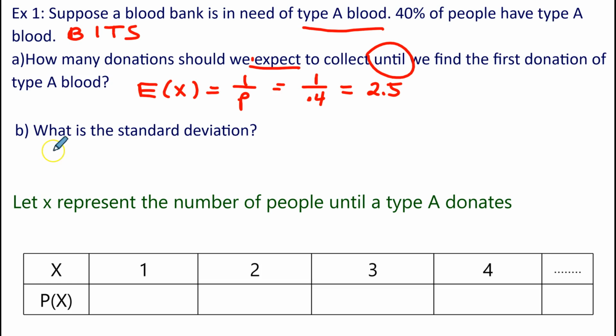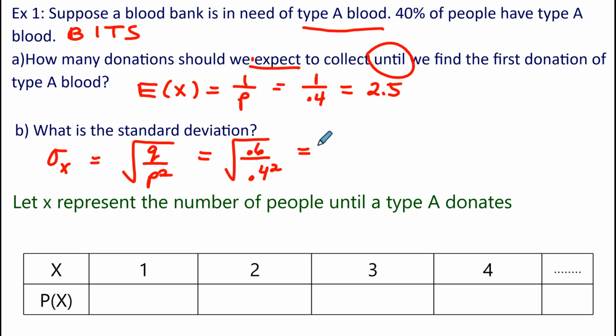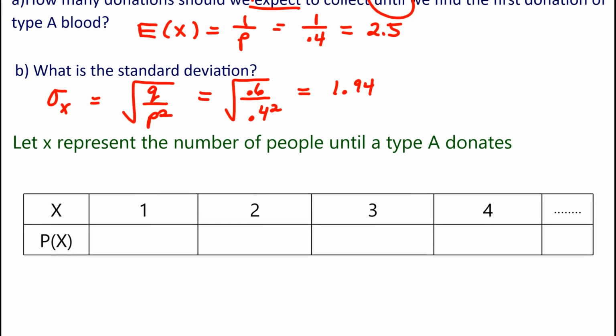What's the standard deviation? The standard deviation formula for the geometric distribution is the square root of Q over P squared, where Q is equal to 1 minus P. So therefore, in this case, Q is 0.6. 1 minus 0.4 is 0.6 over 0.4 squared. And after I enter it in the calculator, I would get approximately 1.94. And that shows how much it would vary for each trial.